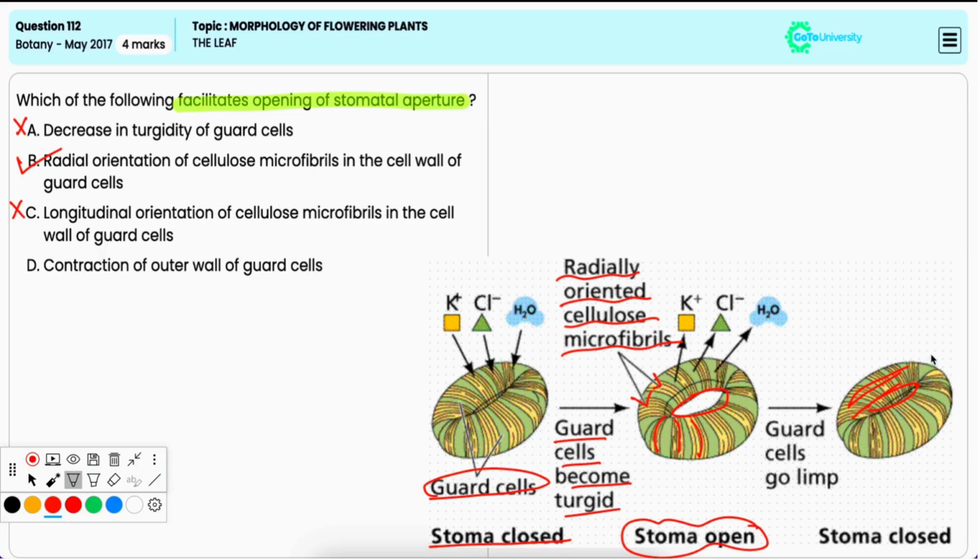Option D, contraction of outer wall of guard cells. It is also incorrect because the outer wall of the guard cells does not contract. Instead, it stretches and bulges outward when the guard cells become turgid, thus helping in the stomatal opening.